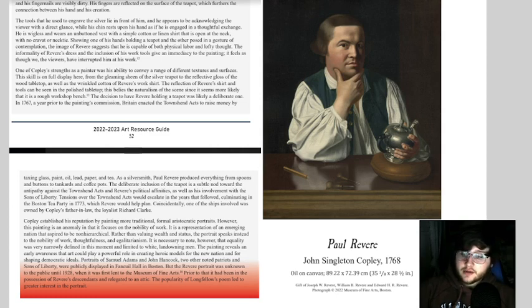Portraits of Samuel Adams and John Hancock, two other noted patriots and Sons of Liberty, were publicly displayed in Faneuil Hall in Boston. But the Revere portrait was unknown to the public until 1928, when it was first lent to the Museum of Fine Arts. Prior to that, it had been in the possession of Revere's descendants and relegated to an attic. The popularity of Longfellow's poem led to greater interest in the portrait.